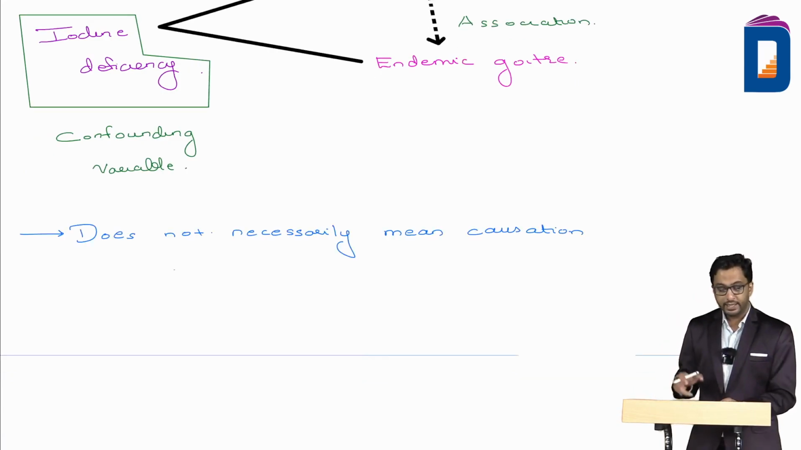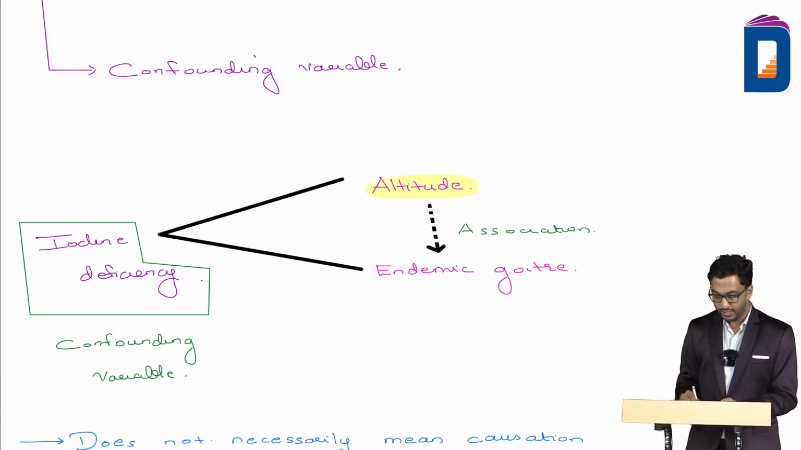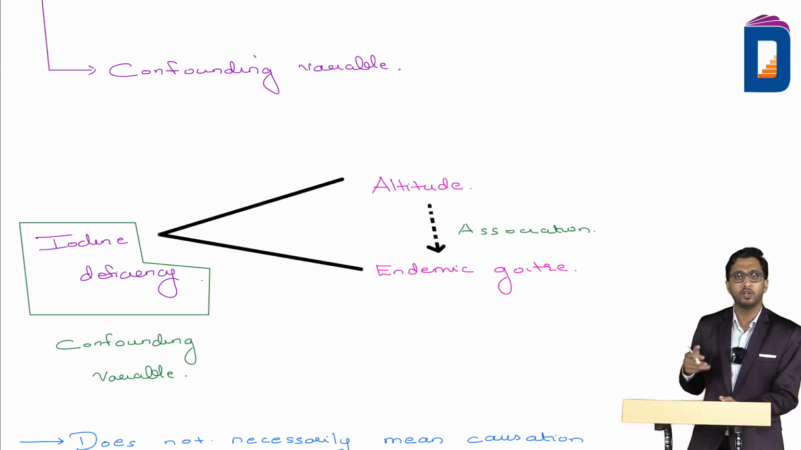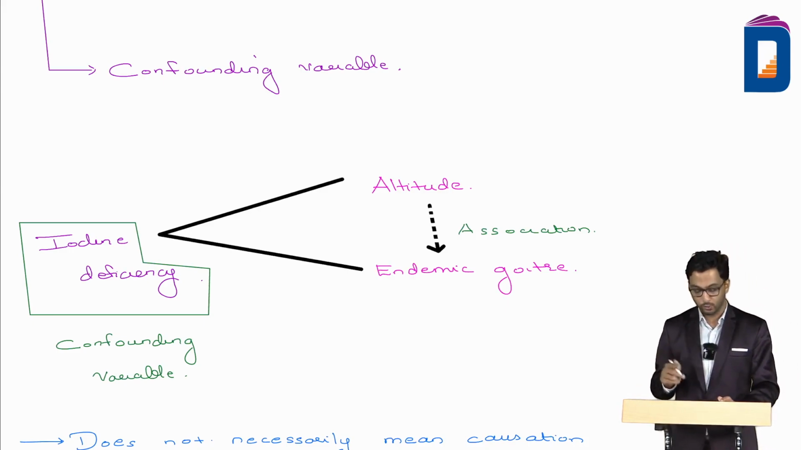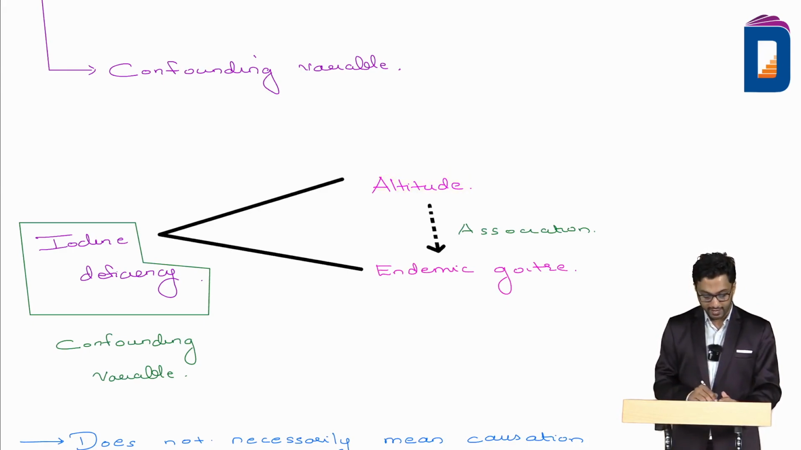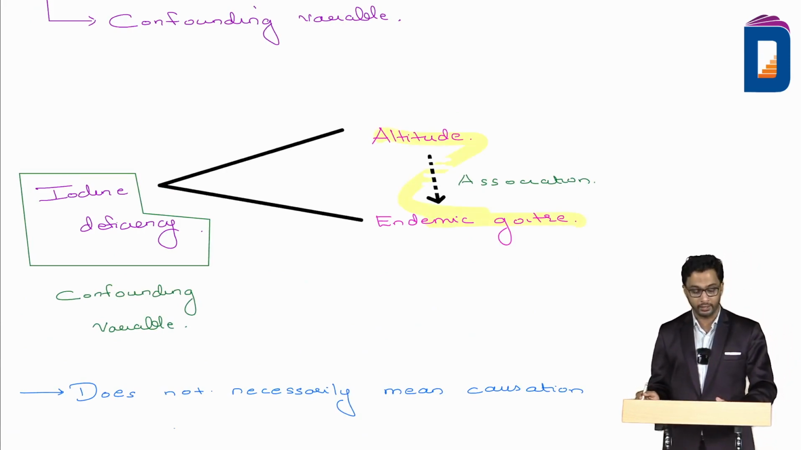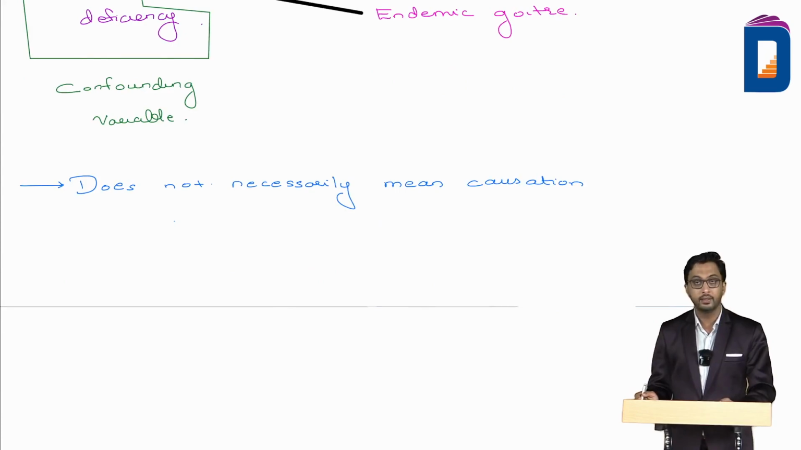Indirect association does not necessarily mean it's a cause. See the example here: high altitude is not the cause of endemic goiter. If you give people at high altitude iodized salt, or you supplement iodine, definitely these people will not suffer from endemic goiter. So high altitude is not the cause, it is actually iodine deficiency. So an association between high altitude and endemic goiter does not necessarily mean it's a cause. Very important to know.